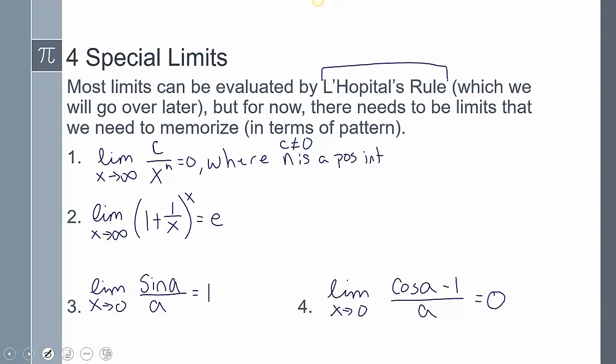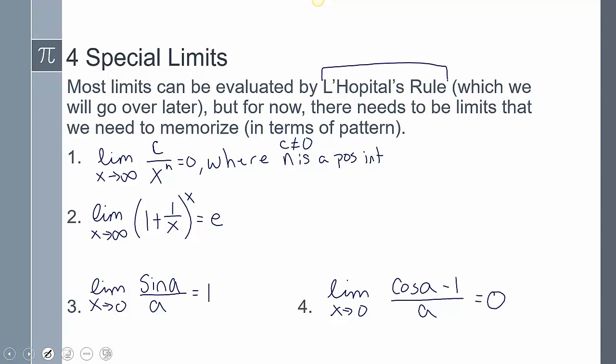But for now, there are certain limits that we need to be able to evaluate, and there's nothing to help us. And so we just have to memorize them, take a look at the pattern, and then be able to use it from there. Here are the 4. Go ahead and write these down, memorize them. They need to be memorized.